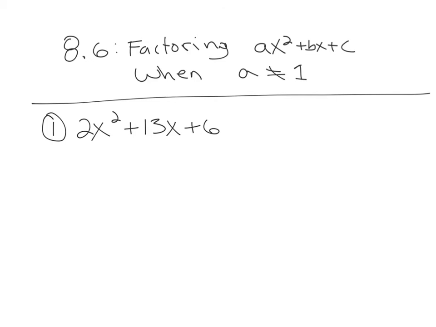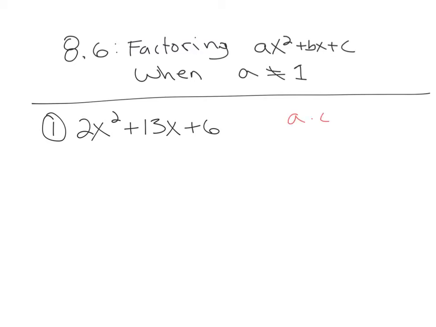Section 8.6, factoring ax squared plus bx plus c when a is not equal to 1. If you think back to 8.5, we had trinomials such as the one you see for problem number 1. A common question was what would happen if there was a number in front of that x squared value. Now, what will happen is we will do a method called the AC method.